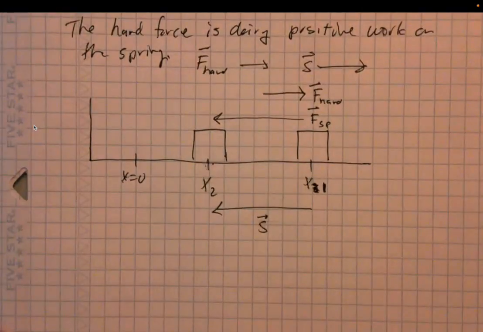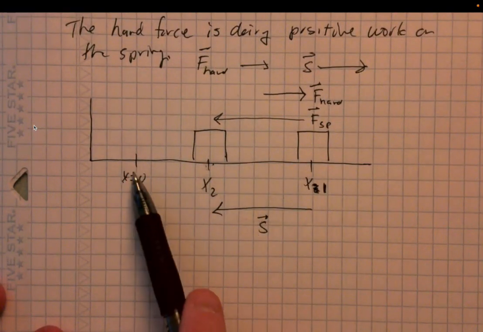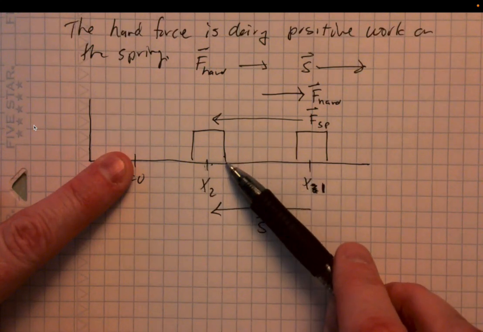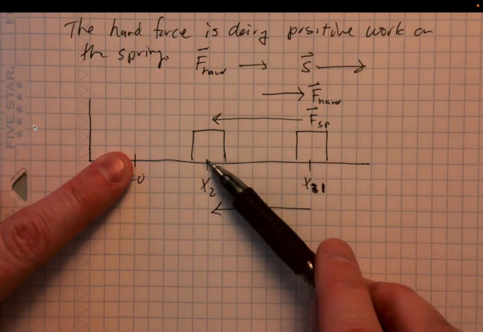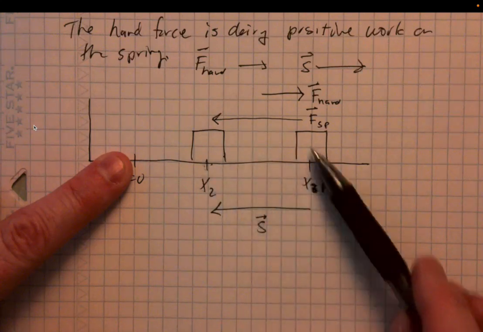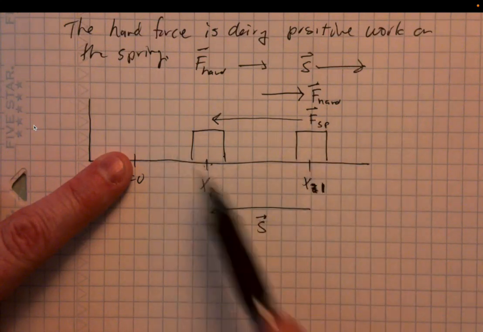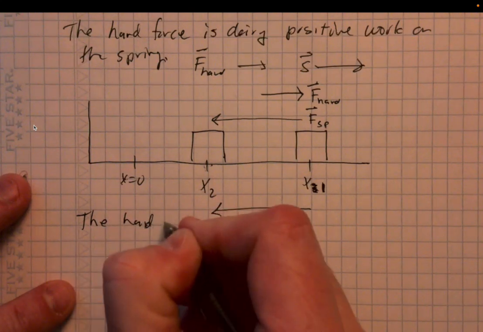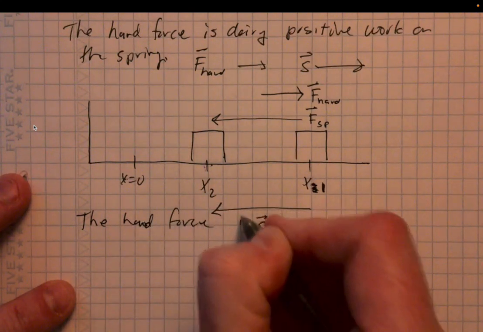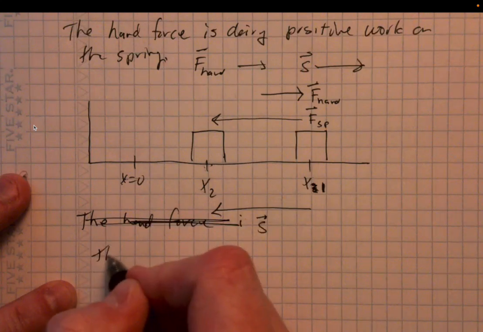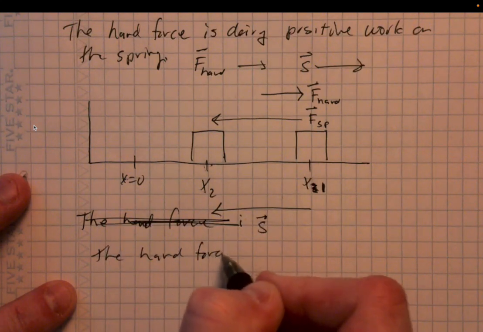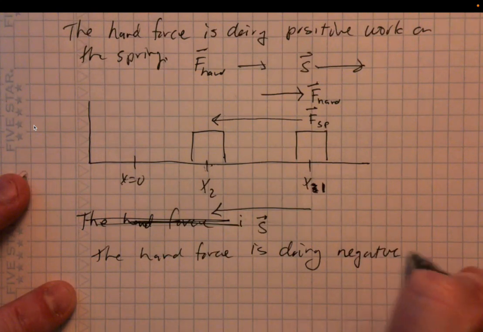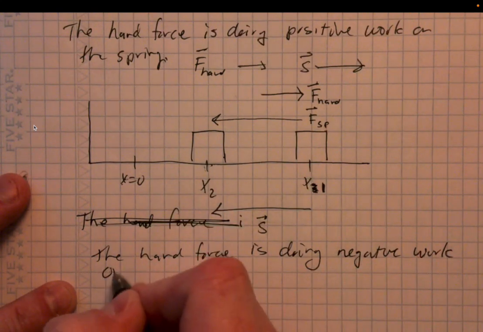And similarly down here, but kind of the flip side, is that we start with the spring very stretched, and then we allow it to compress somewhat. We take away some of the potential energy, right? So in this case, the hand is doing negative work to the spring. So in this case, the hand force is doing negative work on the spring.